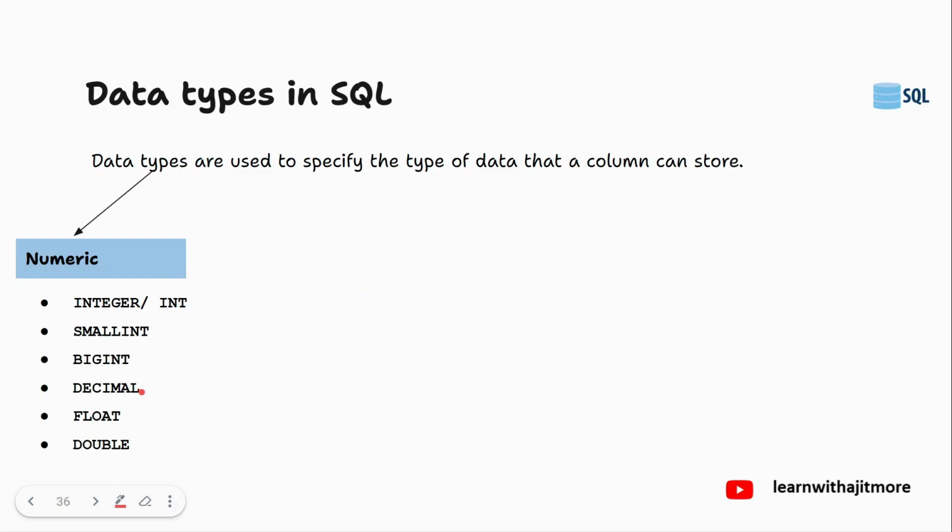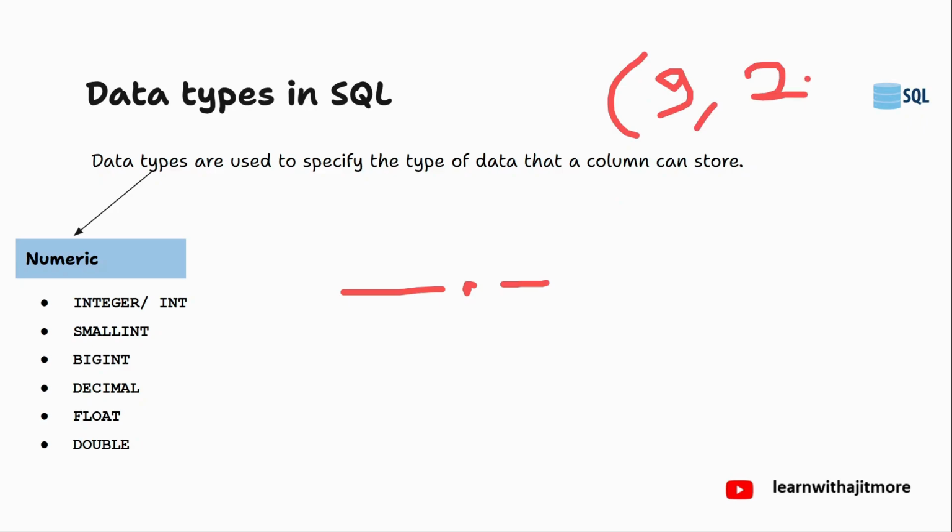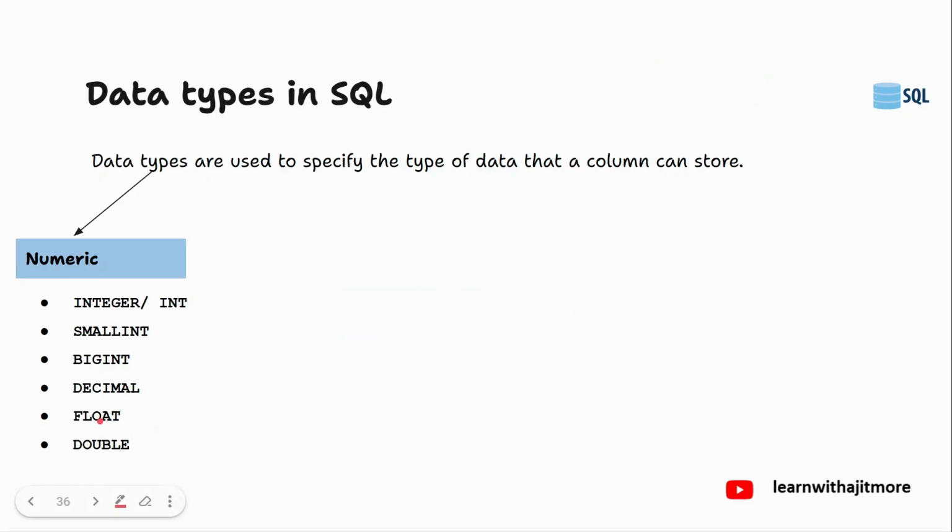Then decimal. Decimal means floating, but how many digits before and how many digits after the dot is fixed. If I'm writing decimal 9 comma 2, you're telling that the total width is 9 and 2 digits after the dot. Two after the dot, total 9, so before the dot 7 digits maximum. Then float is also for floating point values, but its precision is much higher than decimal. It is approximately 6-digit precision, and double is around 15-digit precision. But they are also for floating point only.